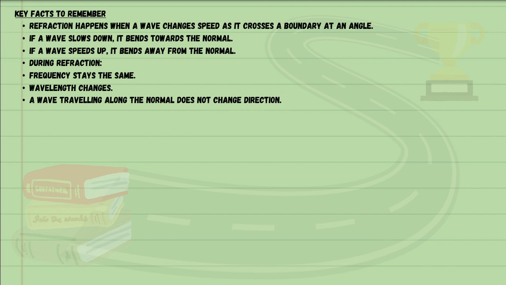Key facts to remember. Refraction happens when a wave changes speed as it crosses a boundary at an angle. If a wave slows down, it bends towards the normal. If a wave speeds up, it bends away from the normal. During refraction, frequency stays the same. Wavelength changes. A wave traveling along the normal does not change direction.